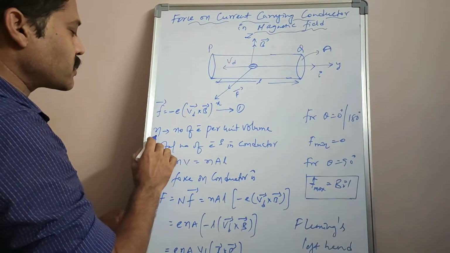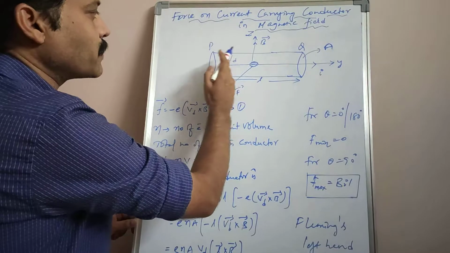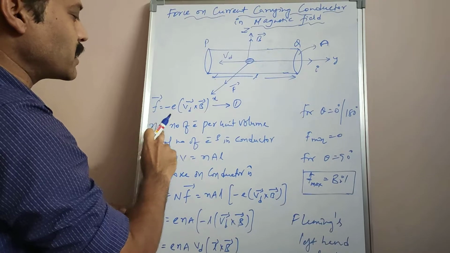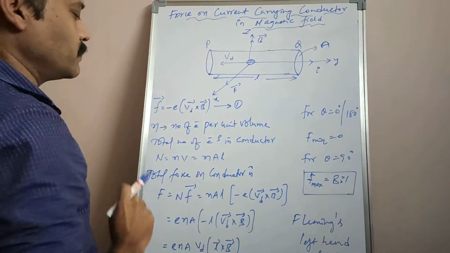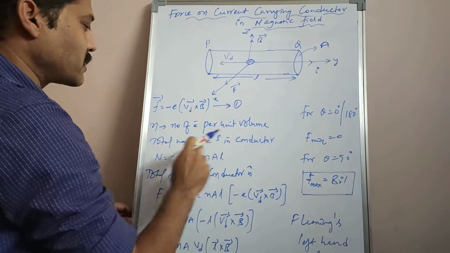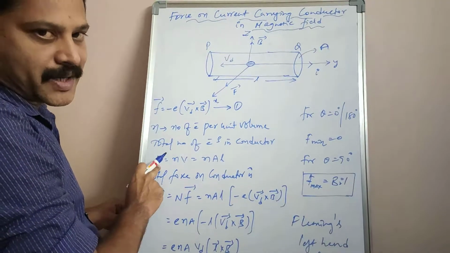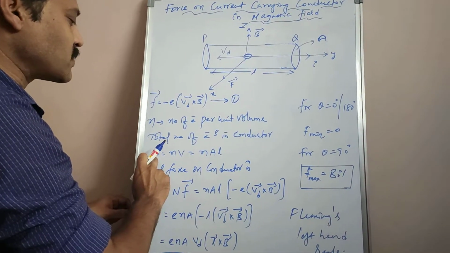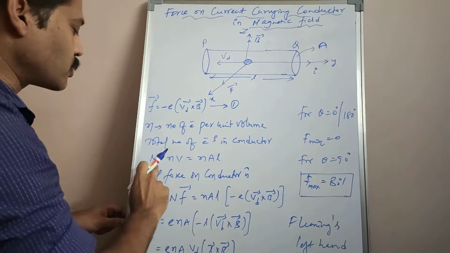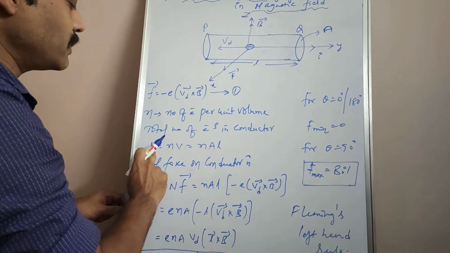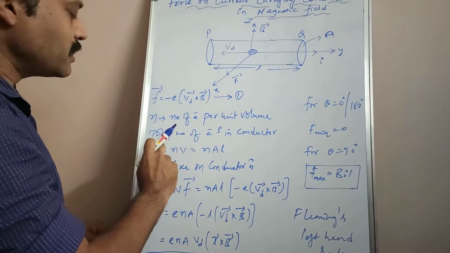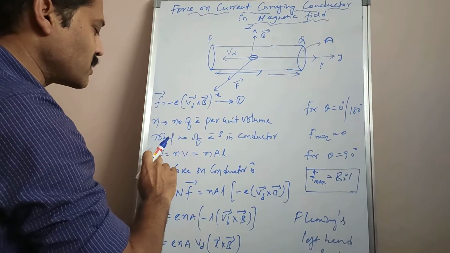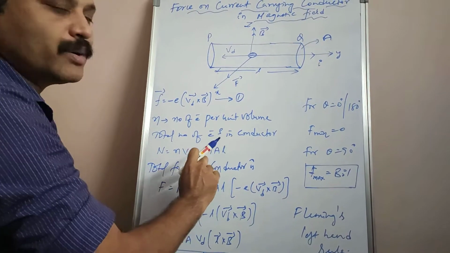Now let small n be the number of electrons per unit volume, and the total number of electrons in the conductor be considered as capital N. Small n stands for number of electrons per unit volume, capital N stands for total number of electrons in the conductor. So total number of electrons in volume V is given by n into V, and this volume V is taken as area into length. So total number of electrons in the conductor, capital N, is equal to small n A into L.